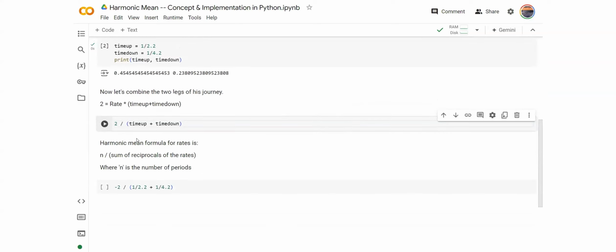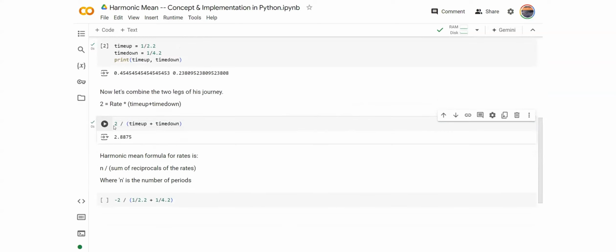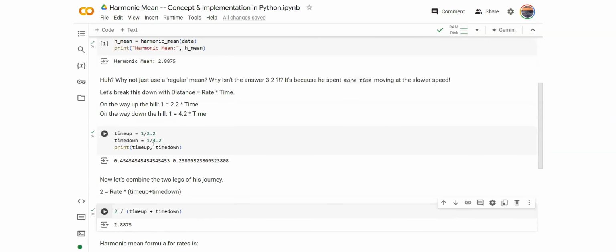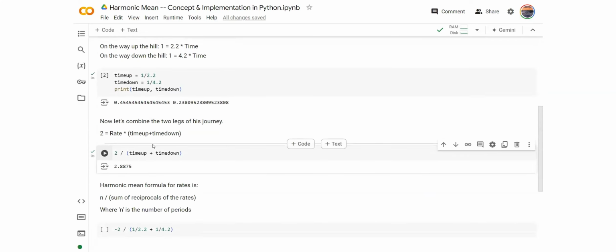Okay, so now that that's expressed that way, and of course it's done correctly in the code cell, which is the one that really matters, we can do this. We know that the total distance, the cumulative distance, is 2 because he ran up and he ran back down, and we have the total time. What we don't have is the rate for that collective period. And note what this number is. 2.8875 is exactly that number. So that is the harmonic mean. Seeing it that way might make it more intuitive.